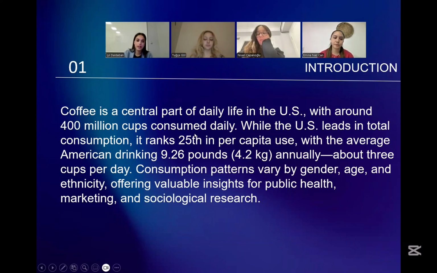Even though the US leads in total coffee consumption, it actually ranks 25th in consumption per person. On average, an American drinks around 3 cups per day. Our study explores how coffee habits change across gender, age, and ethnicity.